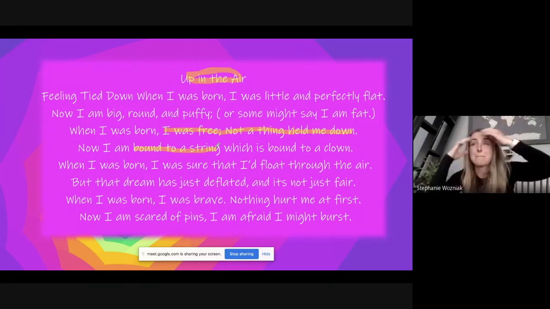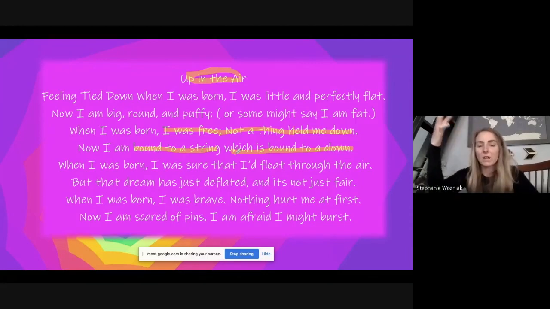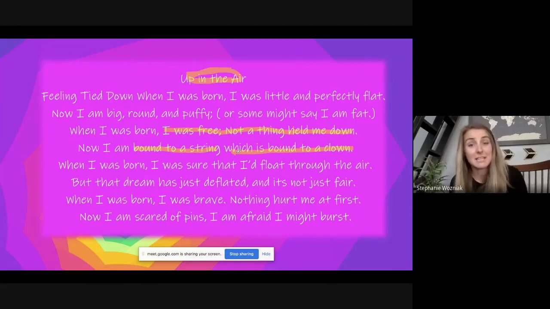So I'm using my background knowledge and this text to try to figure out what this author is talking about, which is bound to a clown. So he has a string bound to a clown. So now I'm thinking clowns up in the air, bound to a string. Are you thinking it's a balloon? Let's keep reading and see if our inferences can help us better agree that it's a balloon.